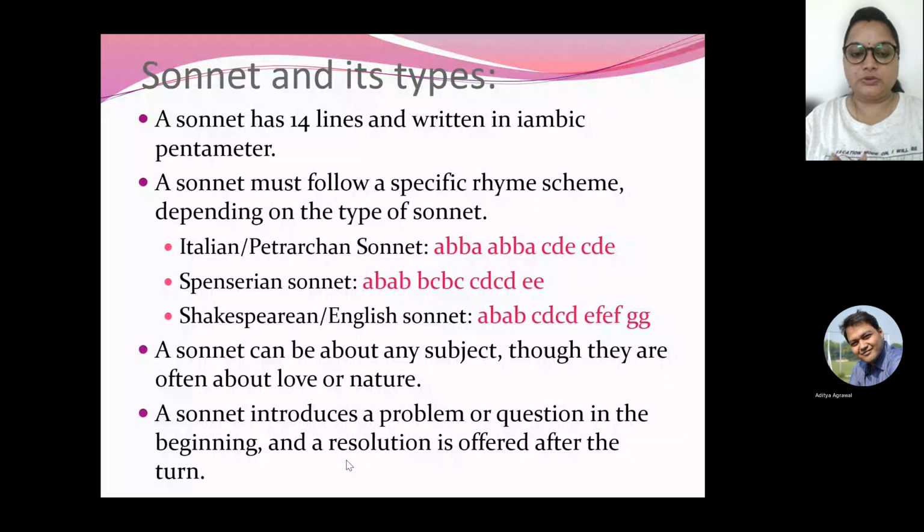So before going to analyze this sonnet, first have a look at what a sonnet is and what the types of sonnet are. हमें ये समझने की जरूरत है कि sonnet होता क्या है. So a sonnet has 14 lines and is written in iambic pentameter, right? तो sonnet जो होता है उसमें हमेशा 14 lines होते हैं and it is written in iambic pentameter.